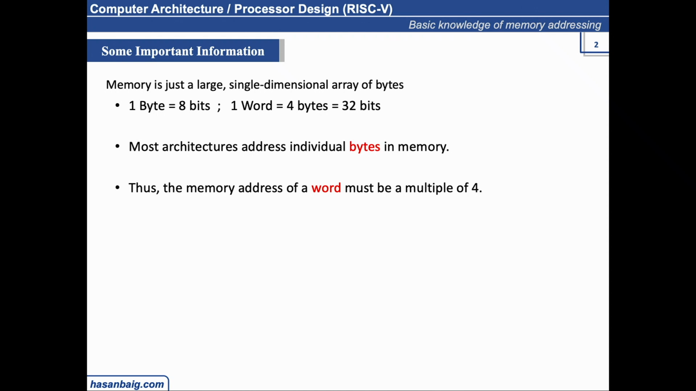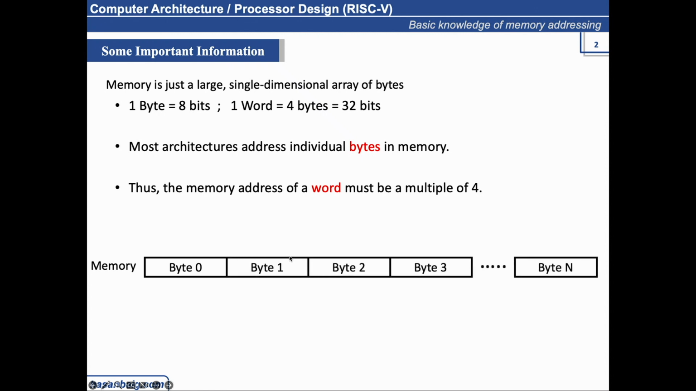Also we can specify byte number 1, 2, 3, and so on. But in order to access a word, we need the address to be a multiple of 4. So as I said, memory may be considered as a single dimensional array of all the bytes.